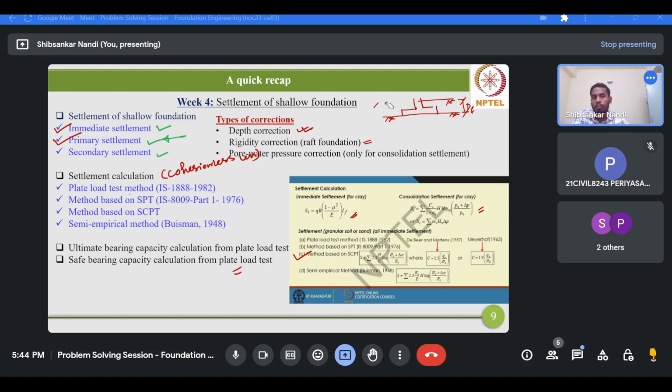The settlement which you calculated on the basis of flexibility will not be the exact scenario. Due to rigidity it will try to reduce, so therefore you have to incorporate the rigidity correction.